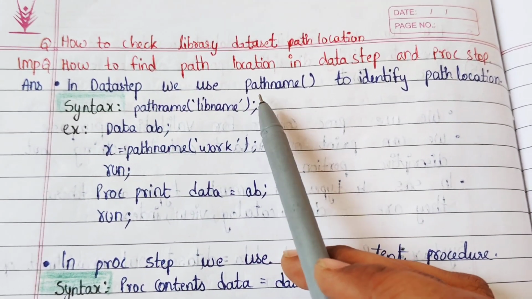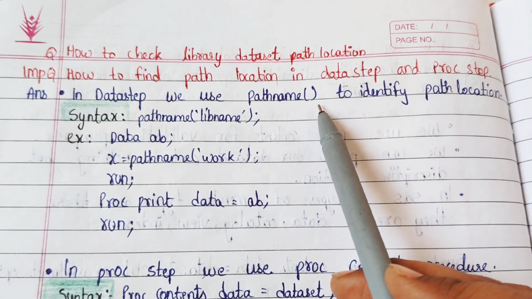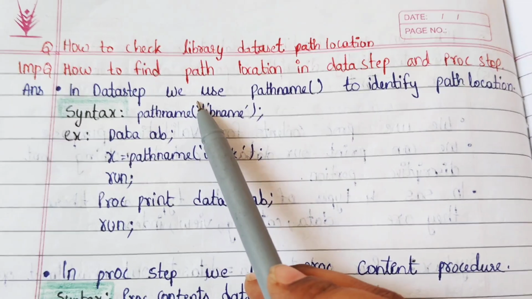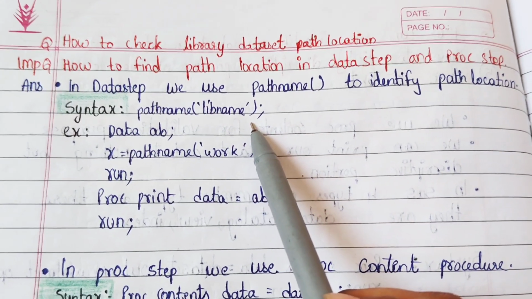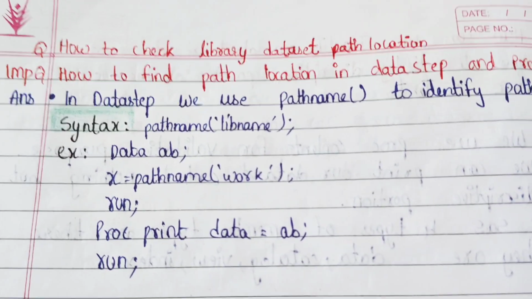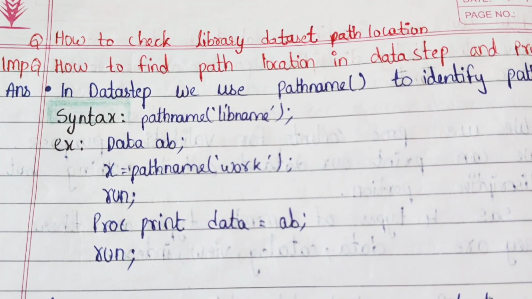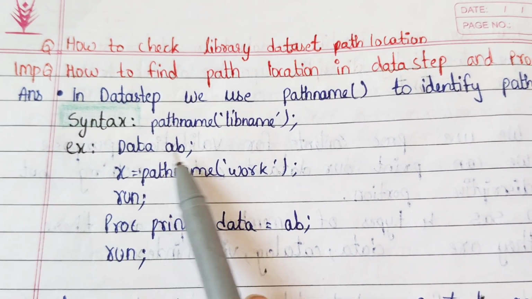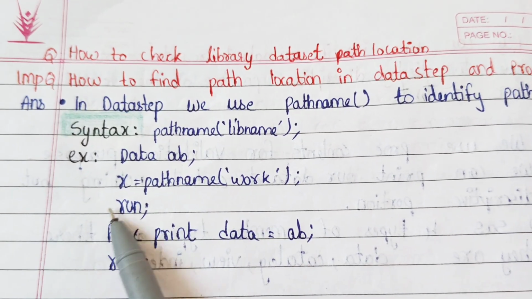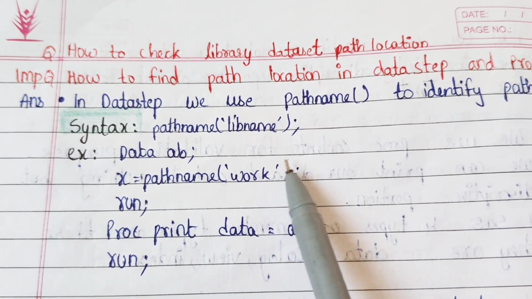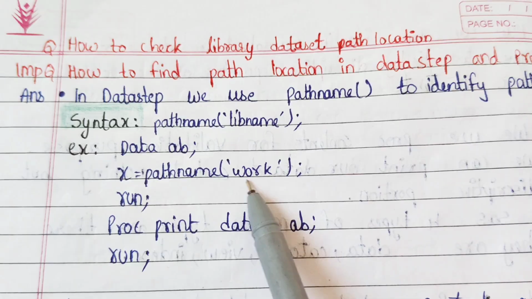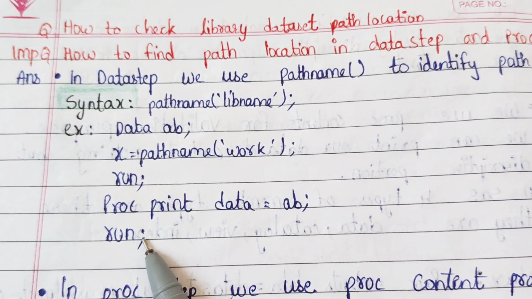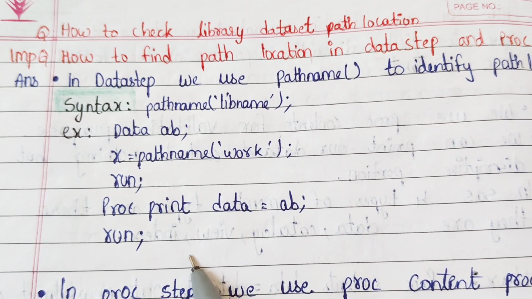In the data step we use the pathname function to identify the path location. The syntax is pathname, and in the parenthesis you have to use the libname with single quotes. You can see the example as well. Data AB is my data set name semicolon, X is equal to pathname, in the parenthesis with single quotes, I am writing which library? Work library. Semicolon run semicolon. Proc print data is equal to AB semicolon run semicolon.